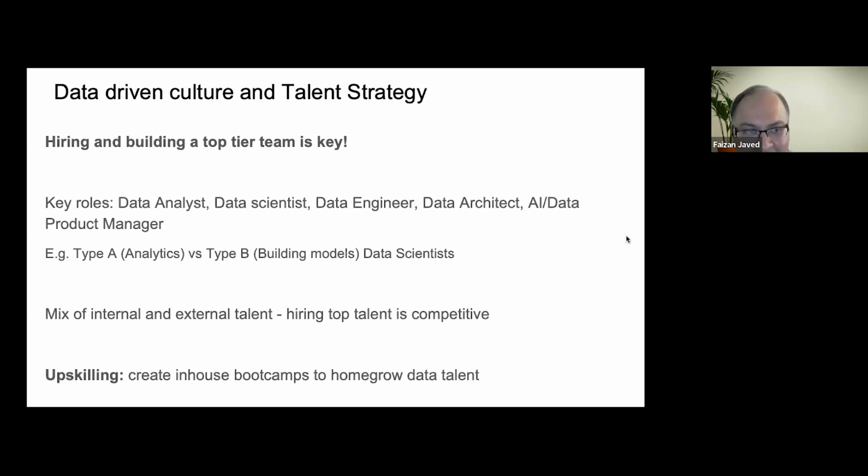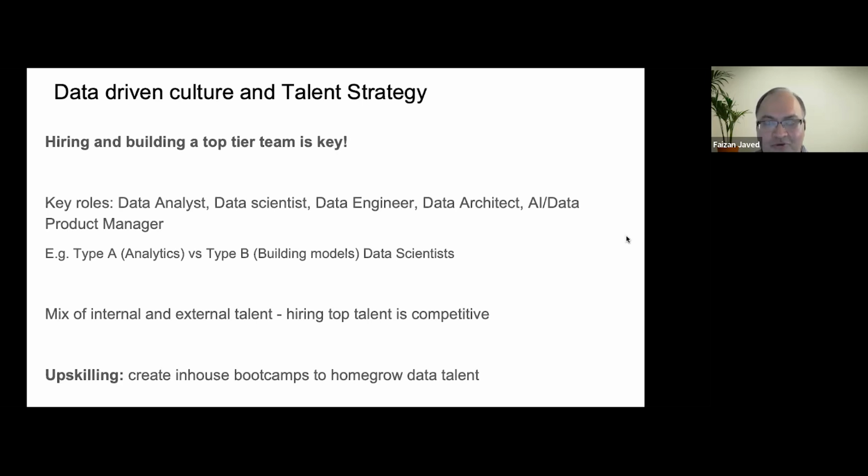Some of the key roles you see in this space are data analysts, data scientists, engineers, data product managers, which is an emerging space, and data architects. It's really important to build the team and staff it with the right talent, because that's the foundation for execution, right? As an example, for data scientists, you might need to hire both type A and type B data scientists, focused on analytics or on building models. Two areas. But as you know, in this space, hiring is extremely challenging, right?